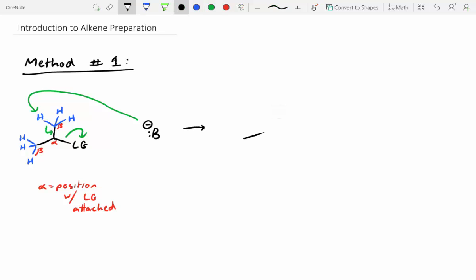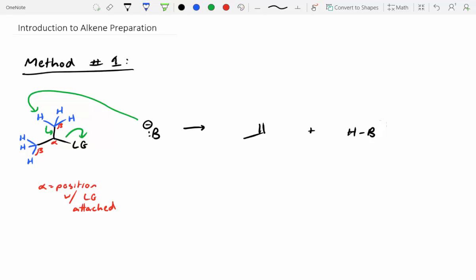So if we do this, we've now got an alkene where we've got these remaining beta protons. Let's just erase these for now for clarity's sake. They're still there, but they're going to be unreactive at this point because you don't have any more leaving groups. And then our conjugate acid in this case is going to be HB, and it's now going to have a neutral charge.